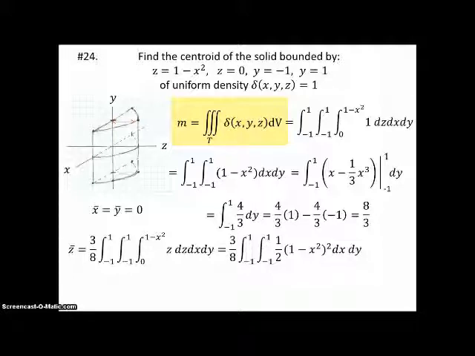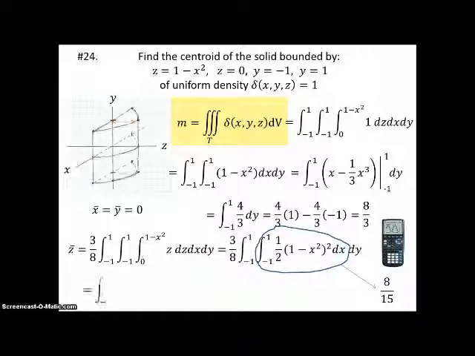And so the antiderivative of z is 1/2 z squared. We substitute the 1 minus x squared, and the 0 just gives us 0. And so then we integrate that middle integrand with respect to x, but I didn't feel like multiplying it out. I got a little lazy, so I just evaluated that circled part of the problem with a calculator because it's going to be numeric, and that came out to 8/15.